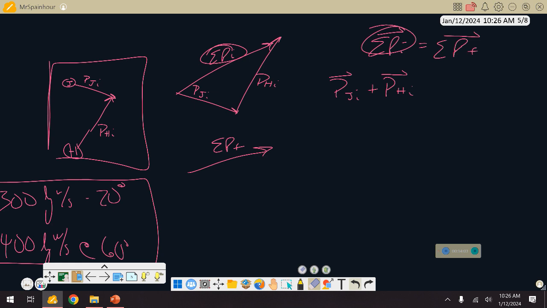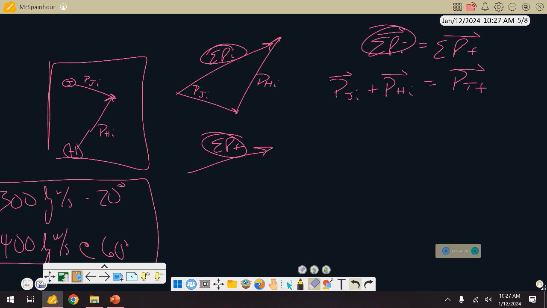Yes, that's what we've been doing essentially. It's the same thing, except now this arrow has to equal that arrow. So not only does it have to be the same size, but it has to be the same direction. Now, if this is perfectly inelastic, then the final is just all of them added up.